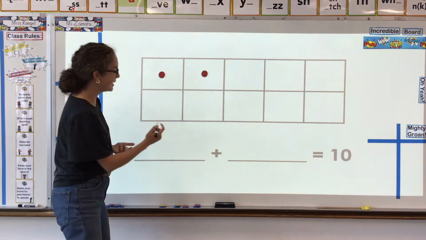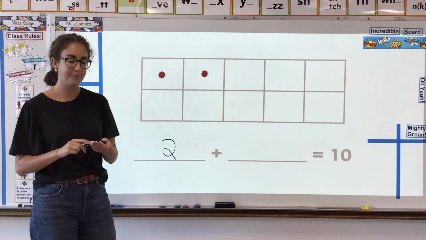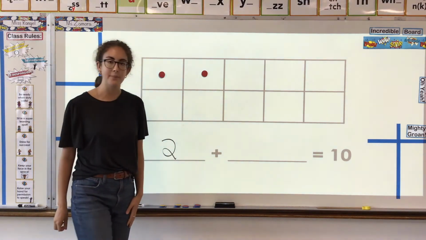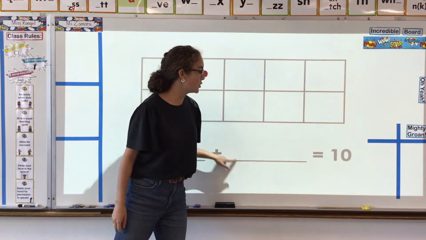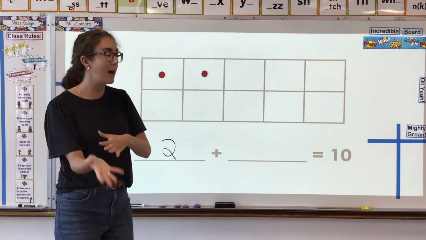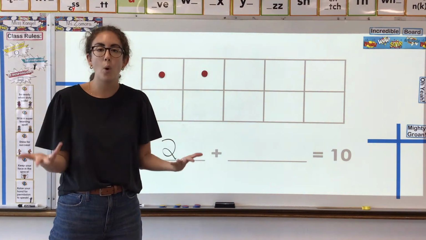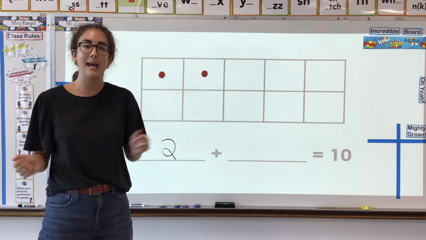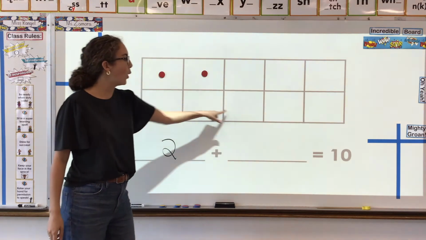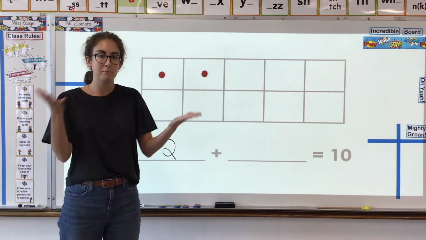We see 2 dots. We just have 2 red dots. So 2 plus what equals 10? What is 2's pair to 10? We can find this out by looking at the 10 frame and saying, how many more do we need to make 10? We have 2, but how many more do we need to make 10? What do we think?